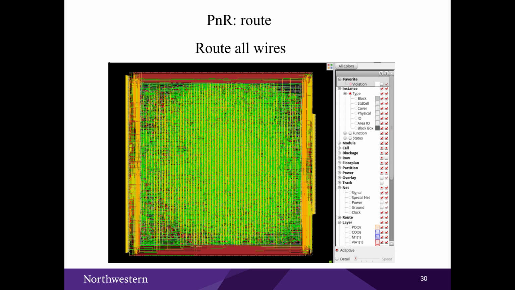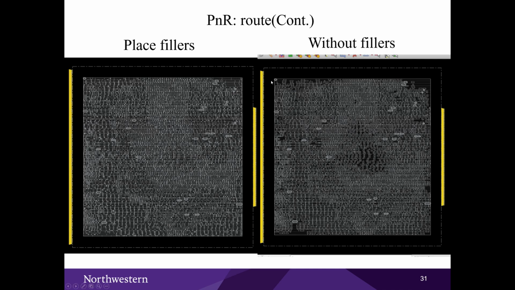So the fourth step of place and route is route. In this step, Innovus routes all wires, and it also places fillers. We can see the left picture shows physical fillers with standard cells, and the right picture just shows standard cells. So there's some difference here, and the density of them is different.